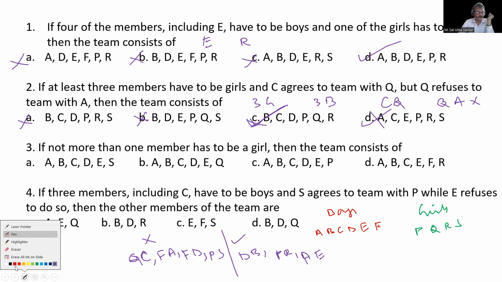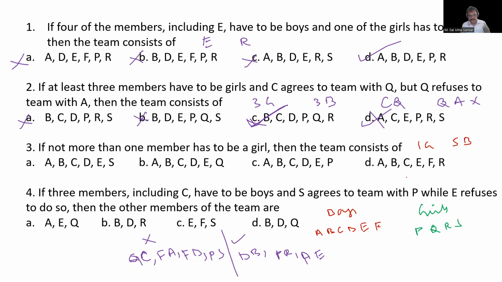Next, go to the next one. If not more than one member has to be a girl, then the team consists of only one girl, and the remaining 5 members are boys. Okay, ABCDE, ABCDE, ABCDE, ABC, ABCEF.